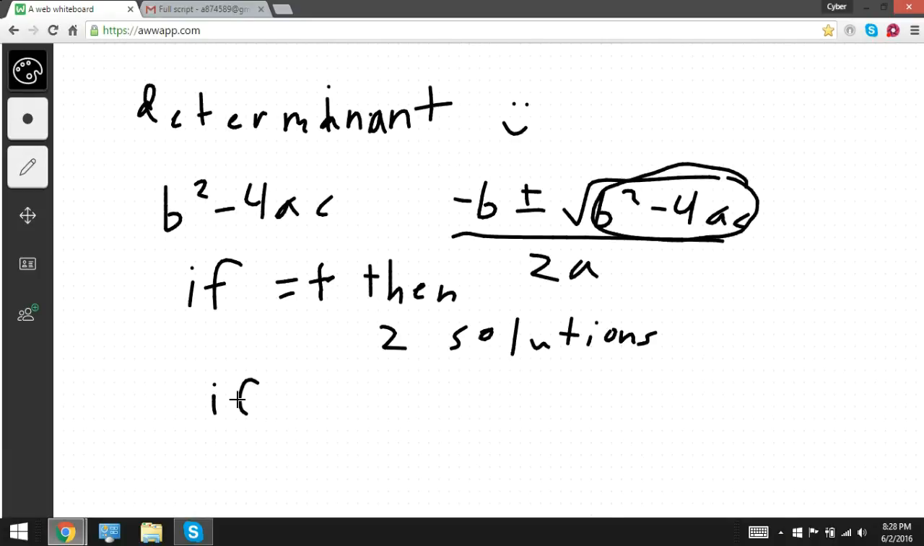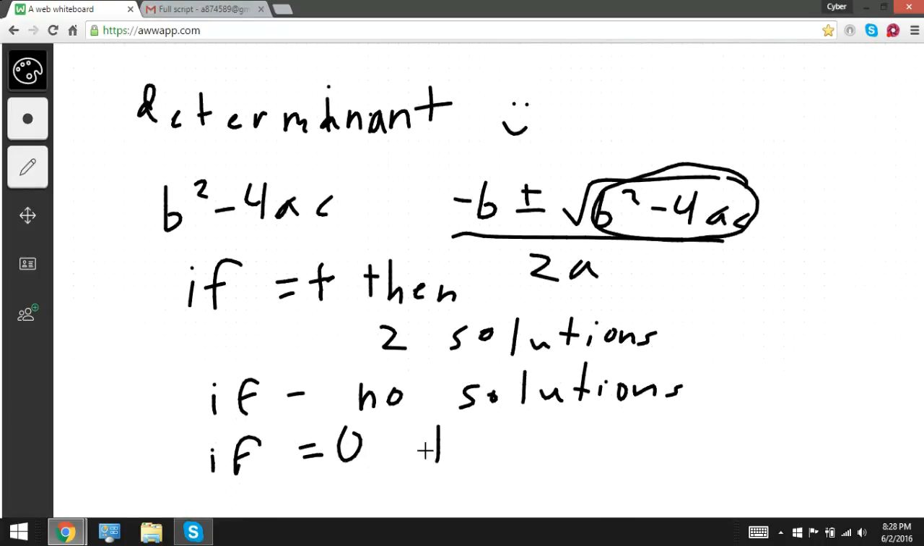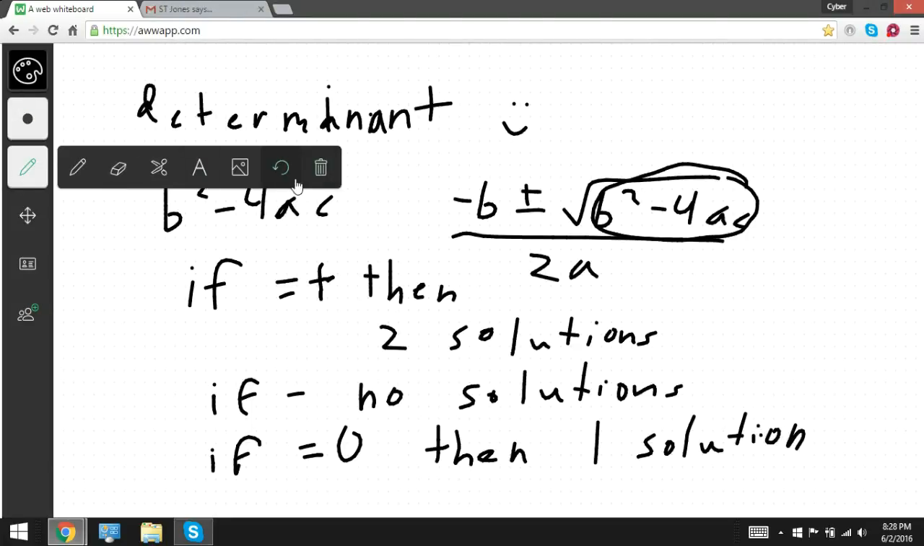If the determinant is negative, no solutions. And if the determinant is equal to 0, then there's one solution. One solution. Okay. So yeah, let's determine it. It can be useful if you want to know if there's a solution at all before you begin.